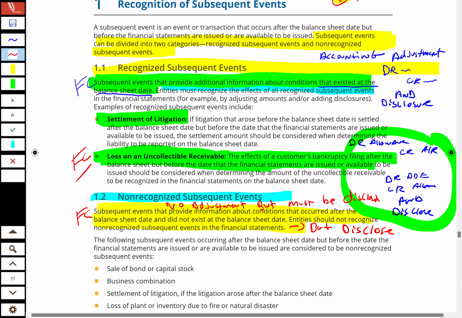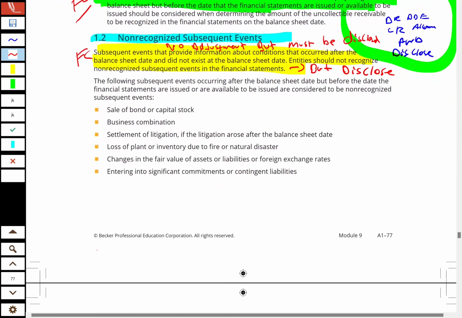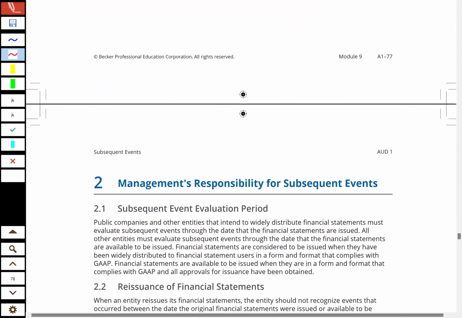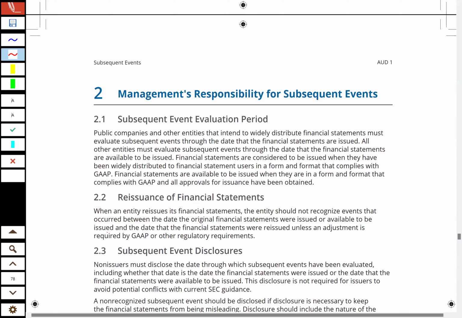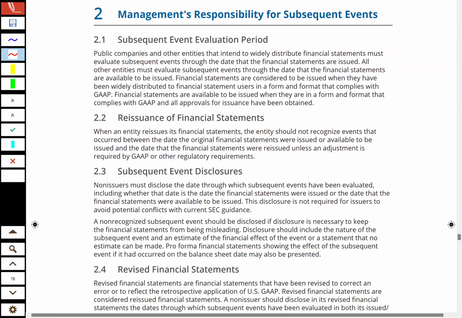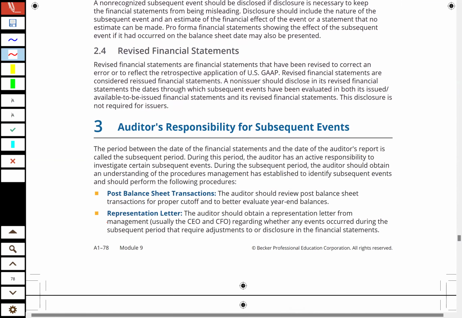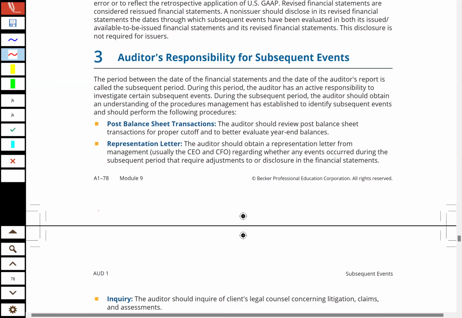Okay, good. Now, as you can imagine, this is putting some onus on the auditor to make sure that subsequent events are being properly accounted for and disclosed. Okay, so let's just take a look at the auditor's responsibility. How are you going to make sure that plants aren't blowing up after the year end, or companies aren't filing for bankruptcy after the year end, or even before the year end, and we don't find out about it until later, right? A lot of stuff going on.